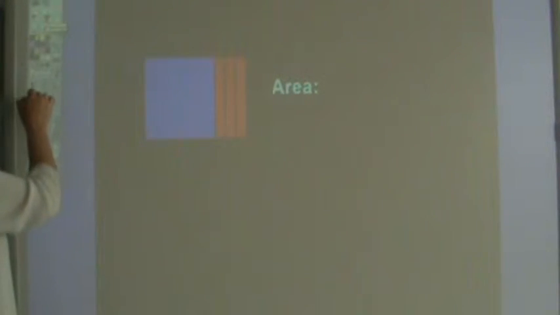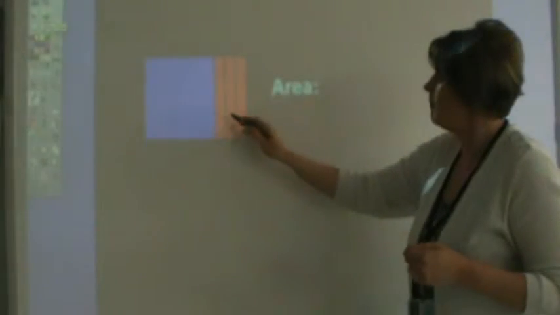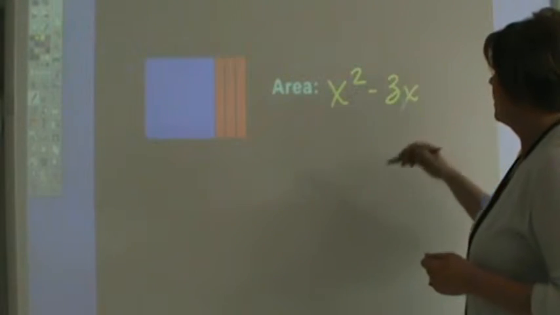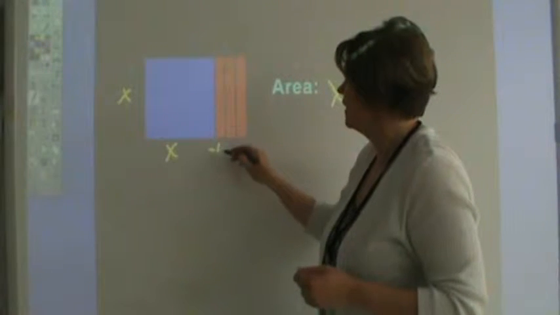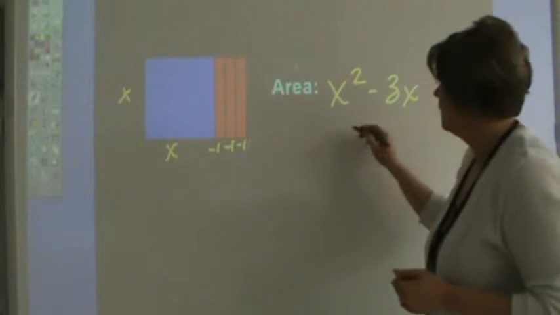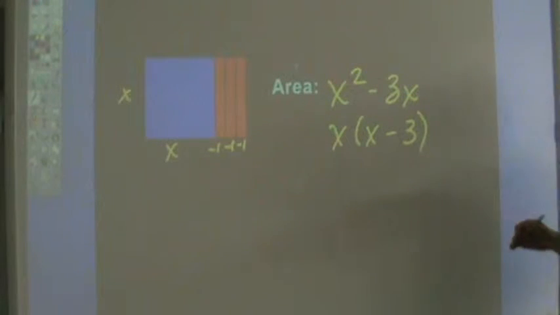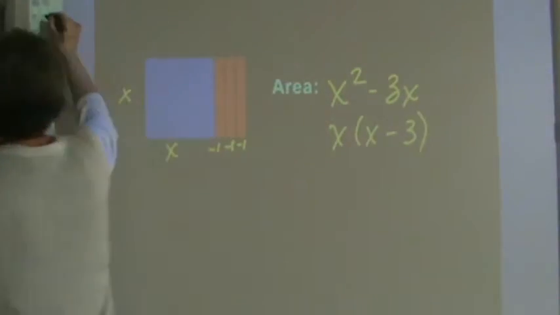So in this one, our area would either be x squared minus 3x. Remember, color matters. Or we could do length times width. So x times x, and these are minus ones. So x times x minus 3. And again, they're interchangeable if we did the distributive property.